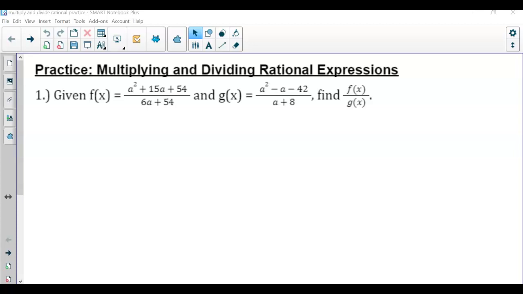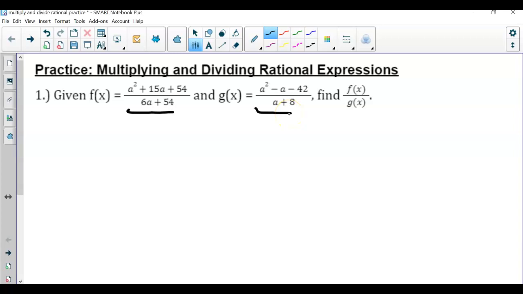In this video, I'm going over some practice problems on multiplying and dividing rational expressions. So in this first problem, notice how we're given in function notation our two rational expressions here. And according to the function notation, with this fraction bar, we are dividing. So remember, because we are dividing, we are going to do our keep, change, flip.